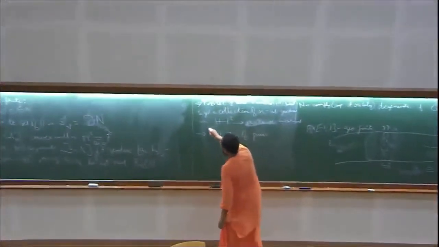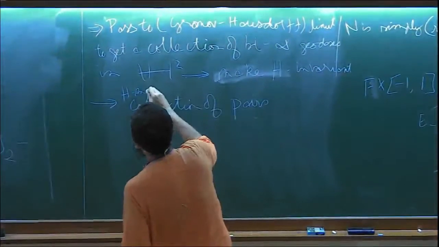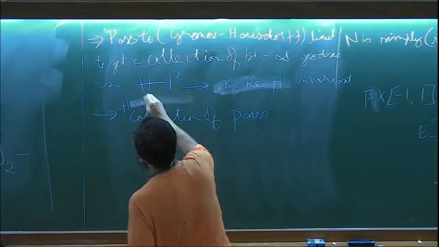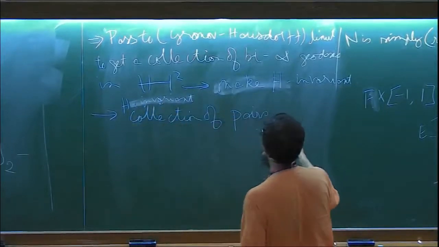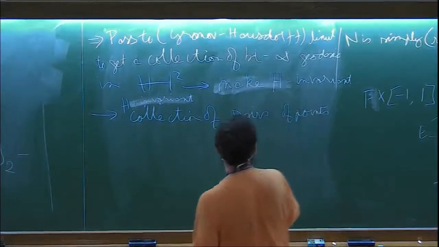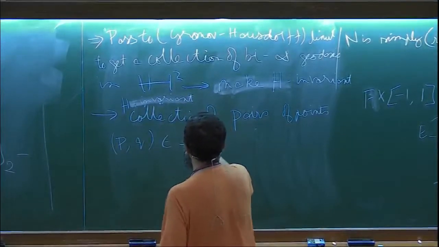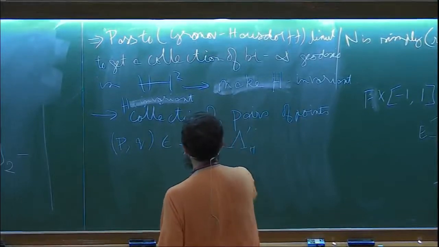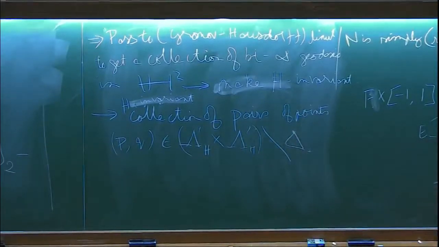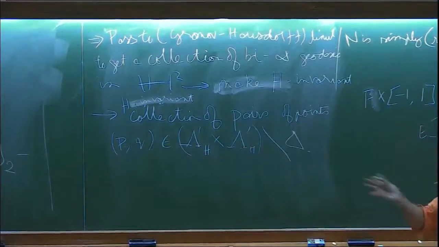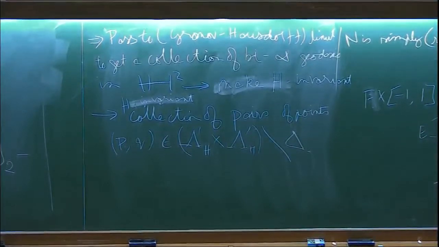So it gives you an H-invariant collection of pairs of points P, Q belonging to the limit set of H cross the limit set of H, and you remove from this the diagonal. So pairs of distinct points, and it's invariant under H. And if P, Q is there, then Q, P is also there, so it's invariant under this flip. You can quotient out by the flip if you like, or not. I prefer not to quotient out by the flip, a matter of taste.